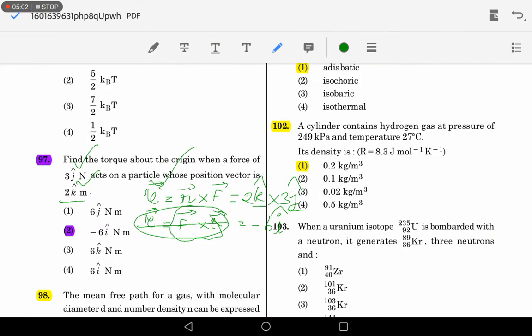In order to remember this, write i cap at the top, j cap on the left and k cap on the right. Usually anti-clockwise sense produces a positive sign. Clockwise sense produces a negative sign. Anti-clockwise positive, clockwise negative. So when you get two unit vectors in clockwise sense, it is negative. Since k cap cross j cap is in clockwise sense, we are going to get a negative sign.